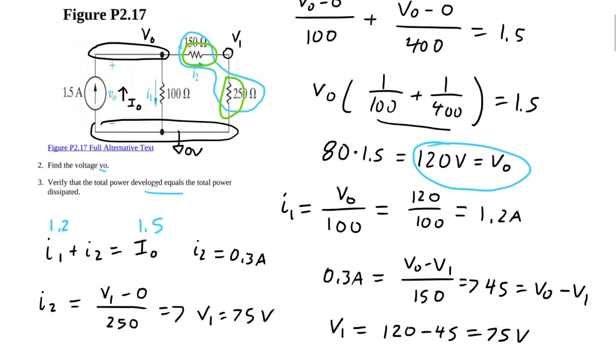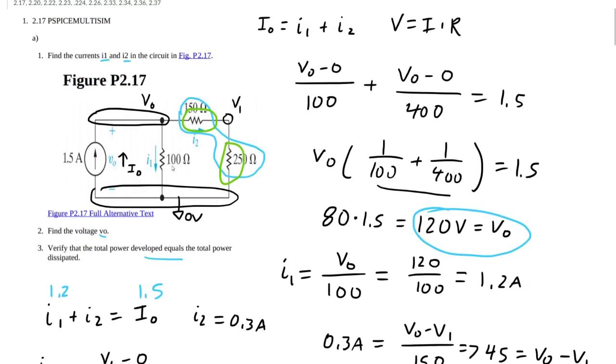So to verify the total power developed equals the total power dissipated, that's just going to be, if we take all these resistors and multiply their voltage drops and everything, we could find the total power dissipated. So we can do that.